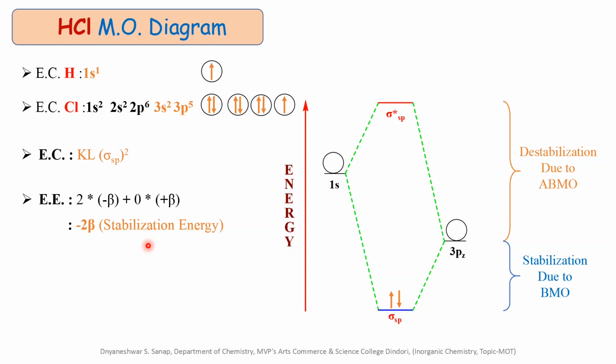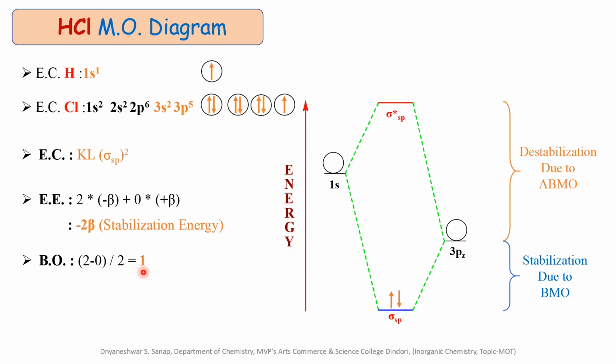The next important point is calculation of bond order. Basically, bond order is calculated using the formula: number of electrons in the bonding molecular orbital minus number of electrons in the antibonding molecular orbital, divided by 2. After putting the values in the equation and solving it, we get the value of 1. That means there is formation of one bond between the hydrogen and chlorine atom.